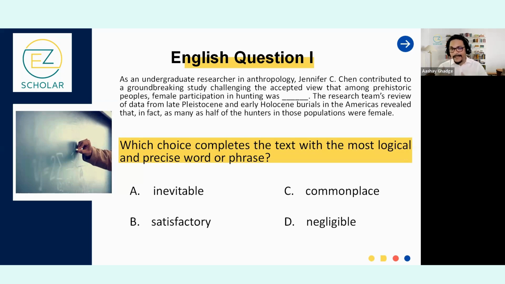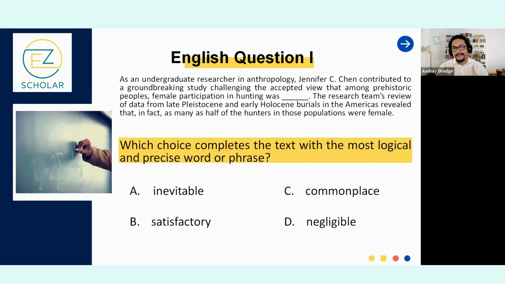Yeah. And if you look at the second sentence, it says the research team's review of this data revealed that as many as half the hunters were female, right? So the accepted view is that female participation in hunting was negligible. If it was negligible, then obviously the data will help challenge that accepted view.